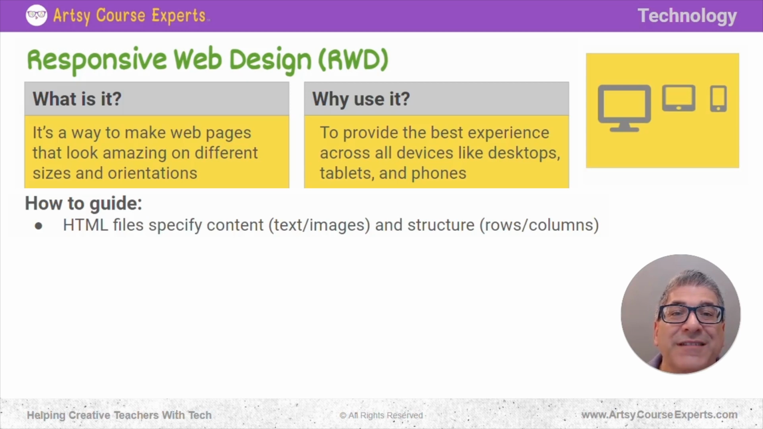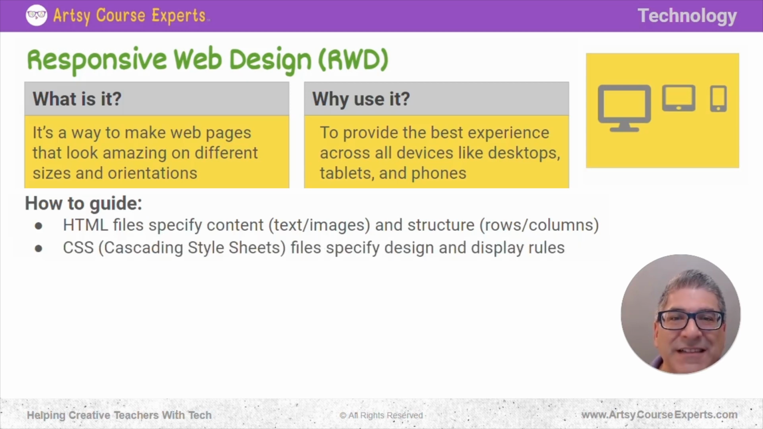Then HTML is enhanced with cascading style sheets, CSS files. These files specify the design and the display rules. So as an example, CSS would describe the borders, the colors, the font size, very fundamental things. For each area, it could be defined for the whole page, or you could define it by section on the screen.